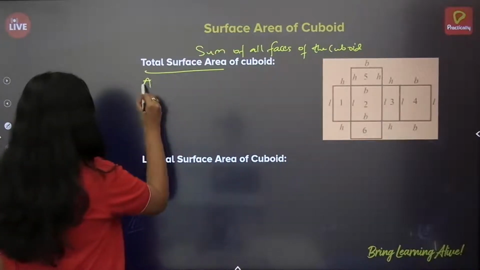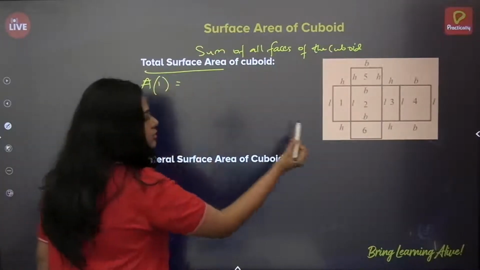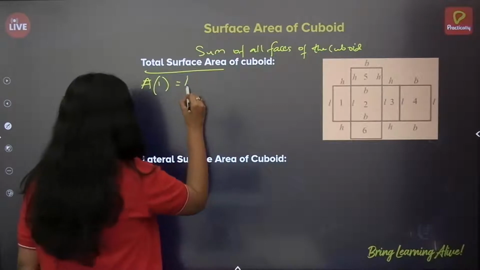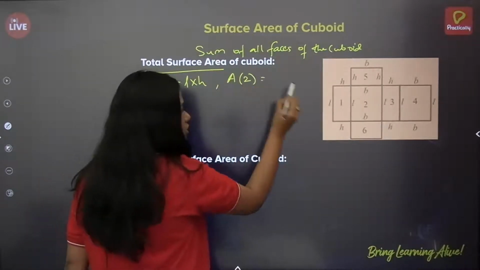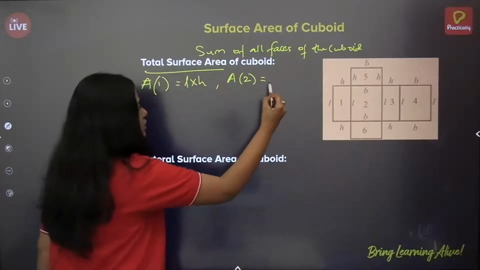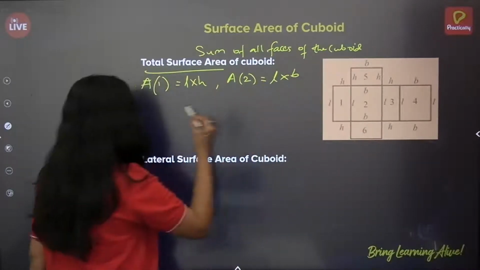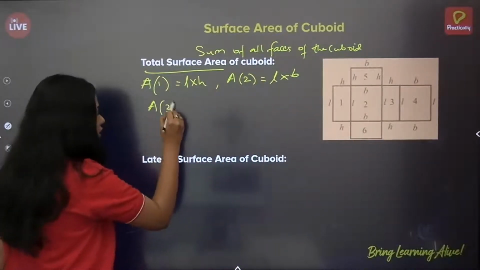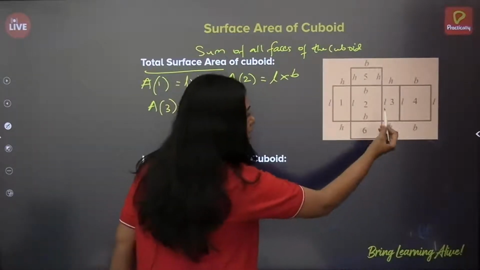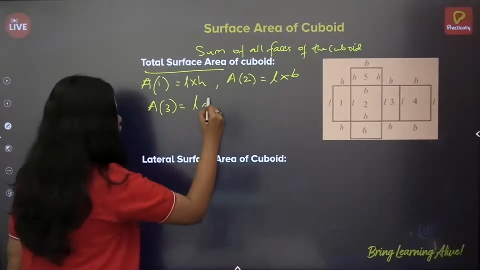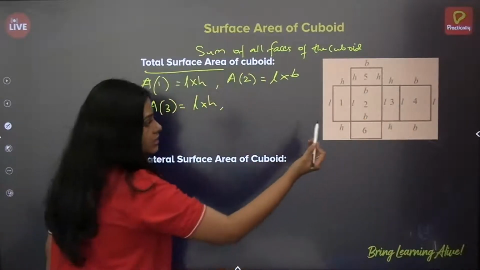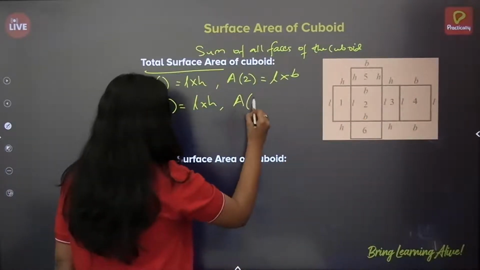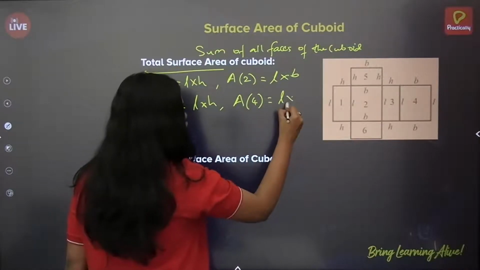So I am just writing area of 1. This is L into H. Next, area of box 2 is how much? L into B. Next, area of third rectangle. What is this? L into H. Next, area of fourth rectangle is L into B.